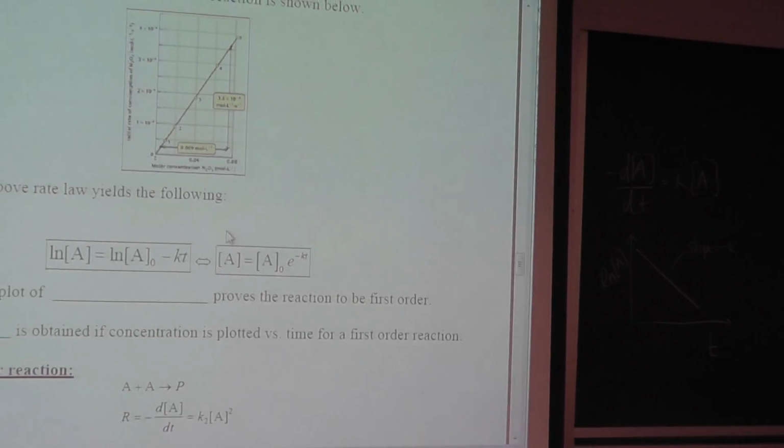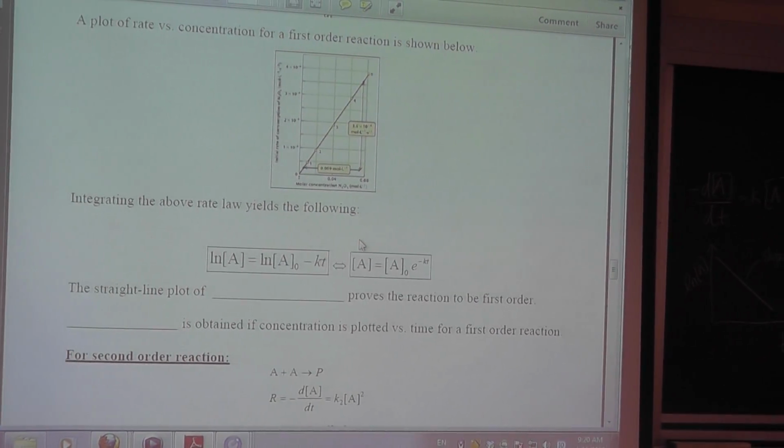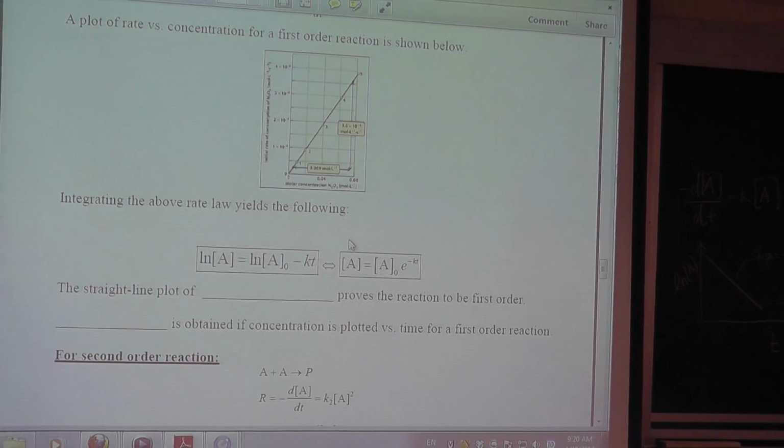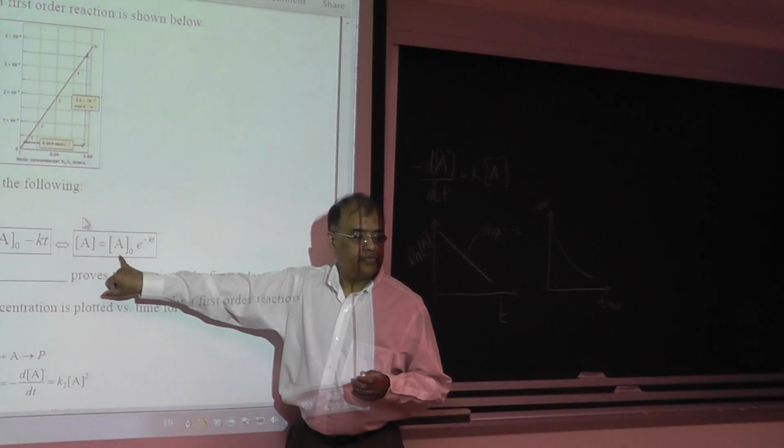What would you get if you plotted the concentration versus time for a first order reaction? Not a straight line. If you plot concentration versus time, what will it look like? Exponential decay. Okay? That's this here.